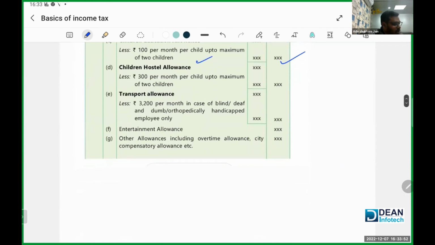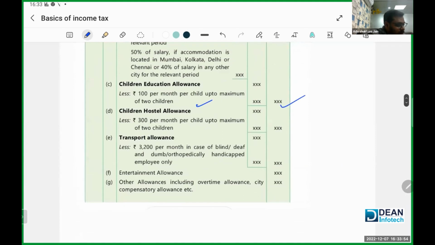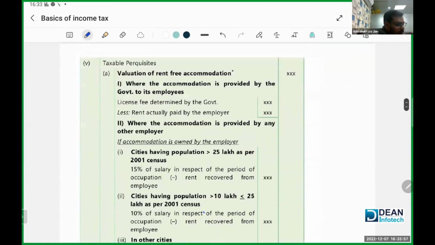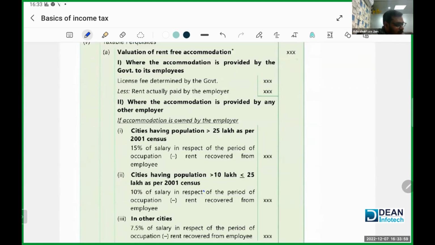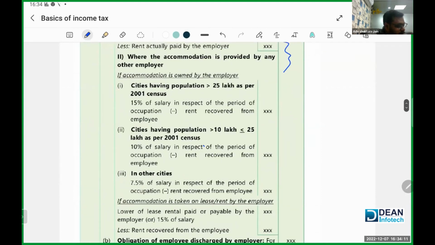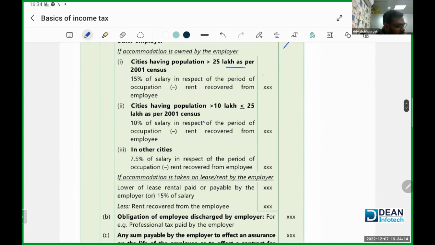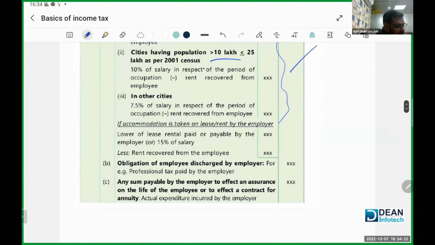Now there are perquisites, taxable perquisites such as rent-free accommodation. Whatever we are getting as rent-free accommodation, we are gonna add it. Now accommodation provided by the government to its employees. This is in the case of government employees. There are certain calculations to calculate this. Now the calculations include cities having population more than 25 lakh, cities having population from 10 lakh to 25 lakh, and various other calculations are there to calculate this amount. We're going to add that amount after all these calculations.